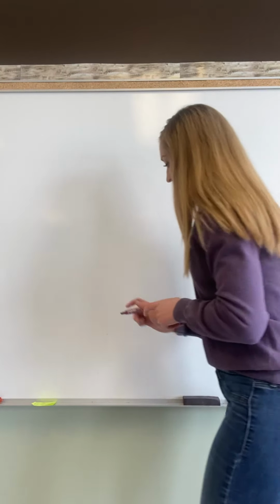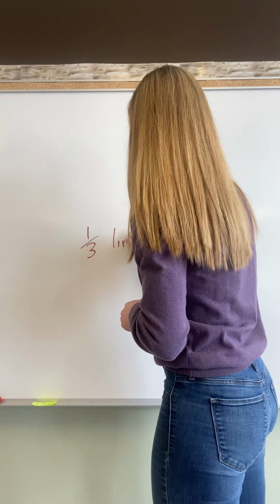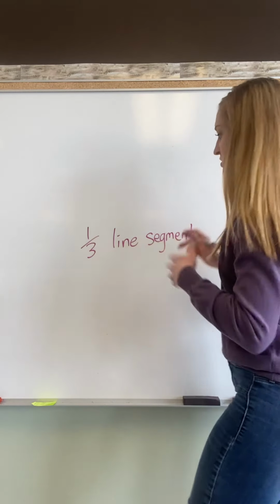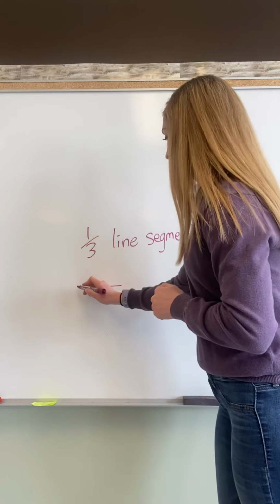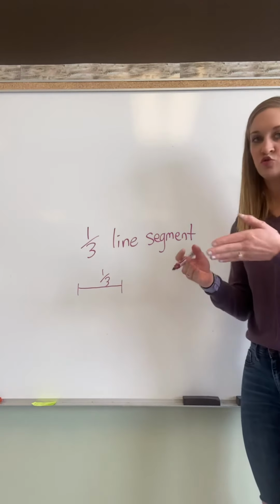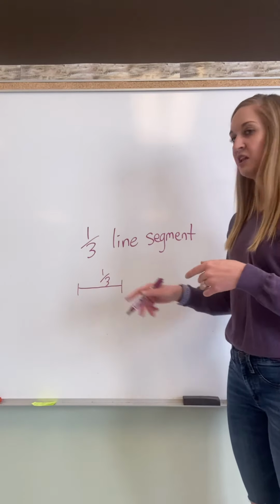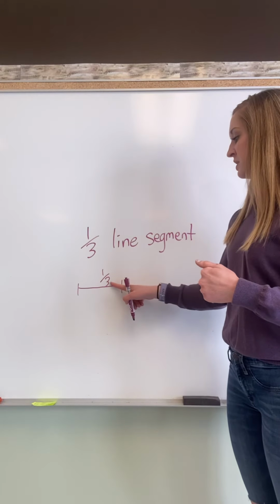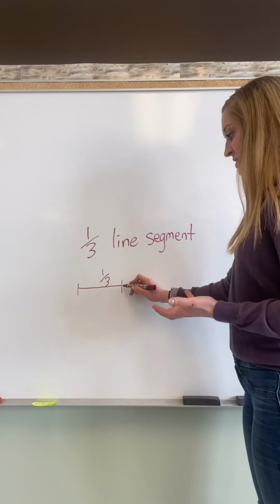Now I've got 1/3 of a line segment. So it's like part of a line. It's not the whole line, it's part of a line. And the 1/3 is going to be this long. So what I can do is draw in the rest of my line. My denominator is going to tell me how many pieces my line is divided into. So in this case, my line is divided into 3 pieces. So I'm going to just estimate here.